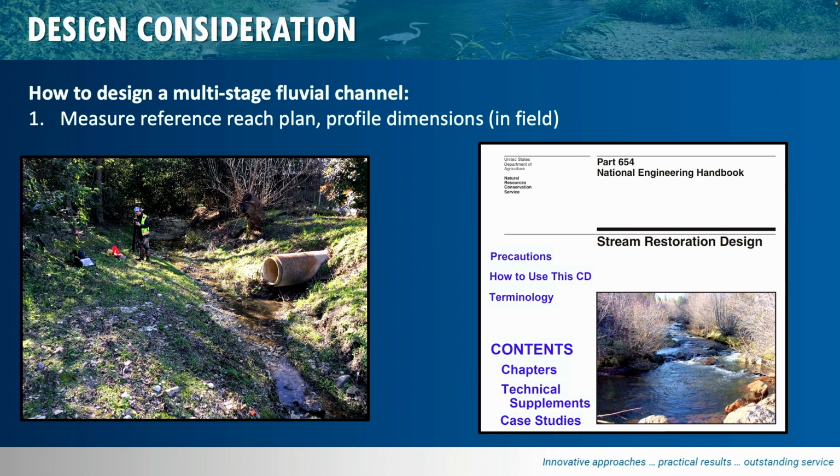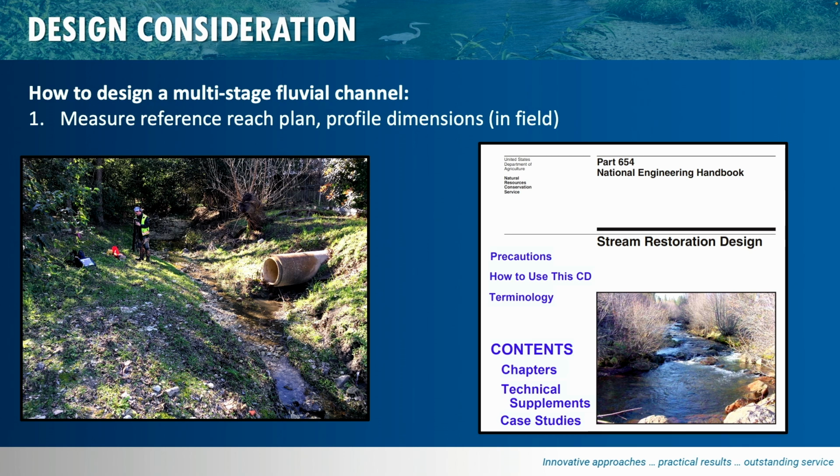First of all, how to design a multi-stage fluvial channel. Well, just go out and look and see what's going on in the river systems. We can go out and map and measure stable channel geometry in areas where the sediment is in balance with its floodwaters. We'll go out and measure the cross-sectional area, what the elevation is at bankfull stage, what the elevation is of the floodplain stage, what is our channel profile going through there.